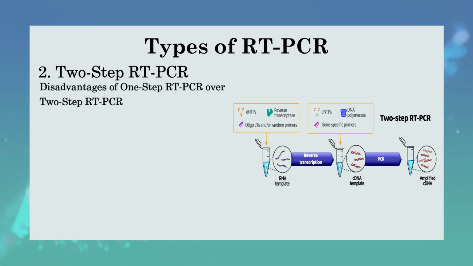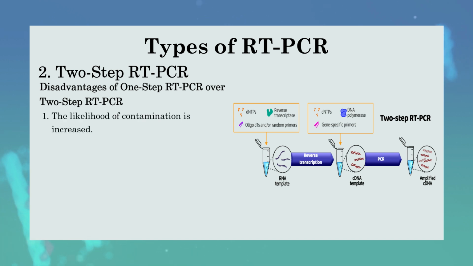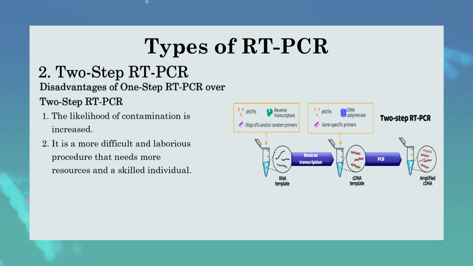Disadvantages of two-step RT-PCR over one-step RT-PCR are: number 1, the likelihood of contamination is increased. Number 2, it is a more difficult and laborious procedure that needs more resources and a skilled individual.